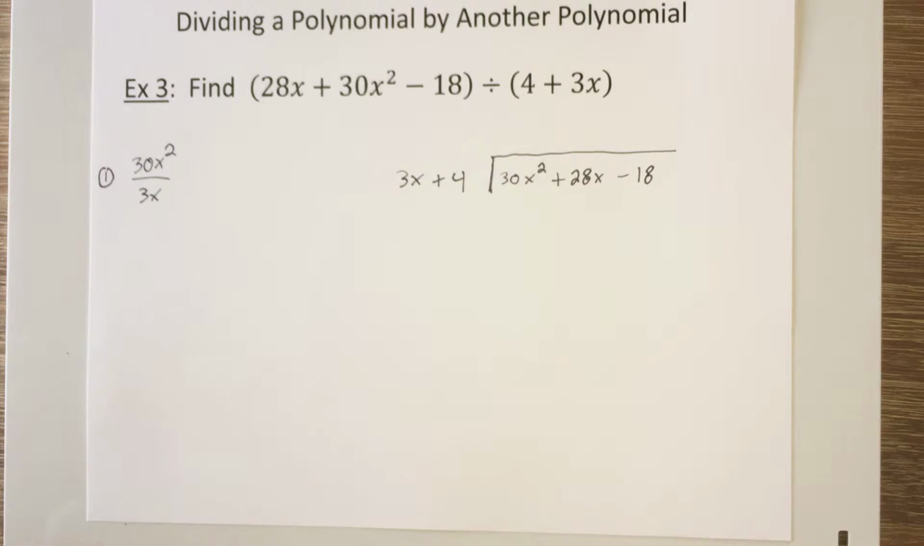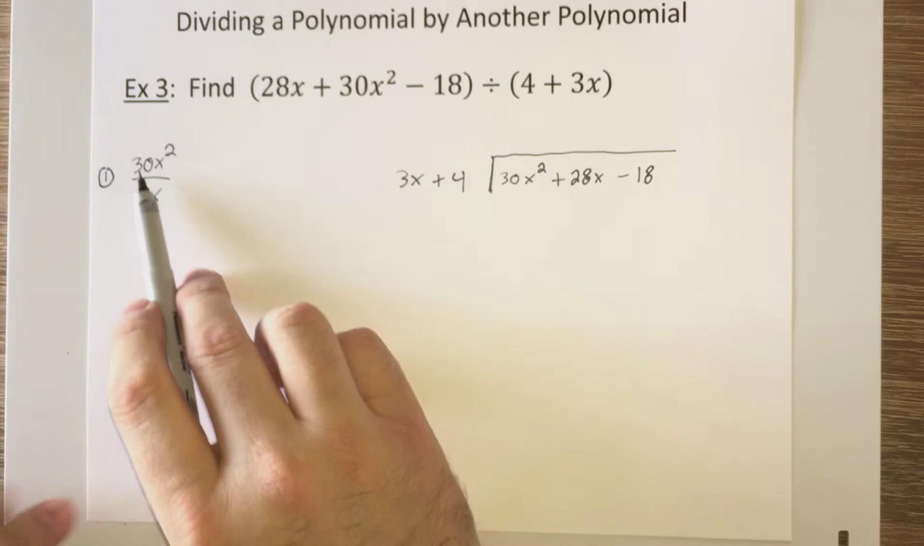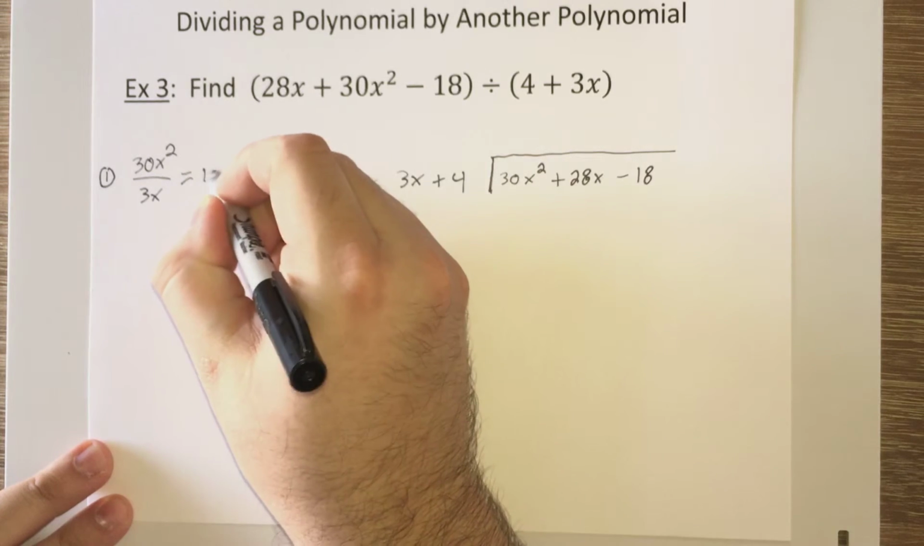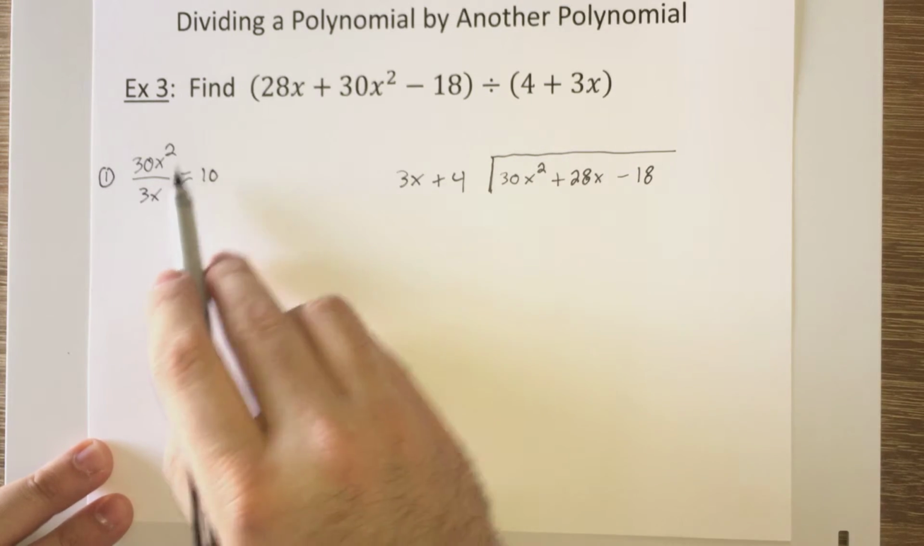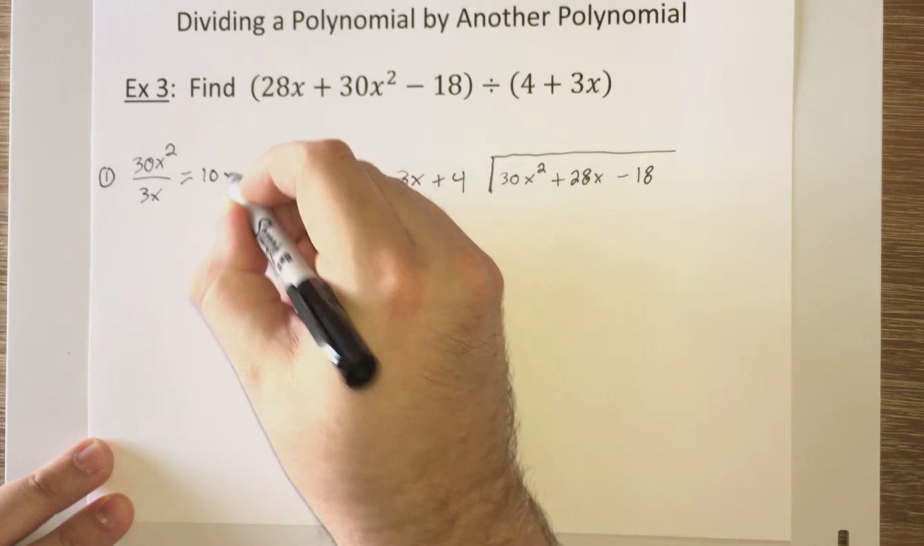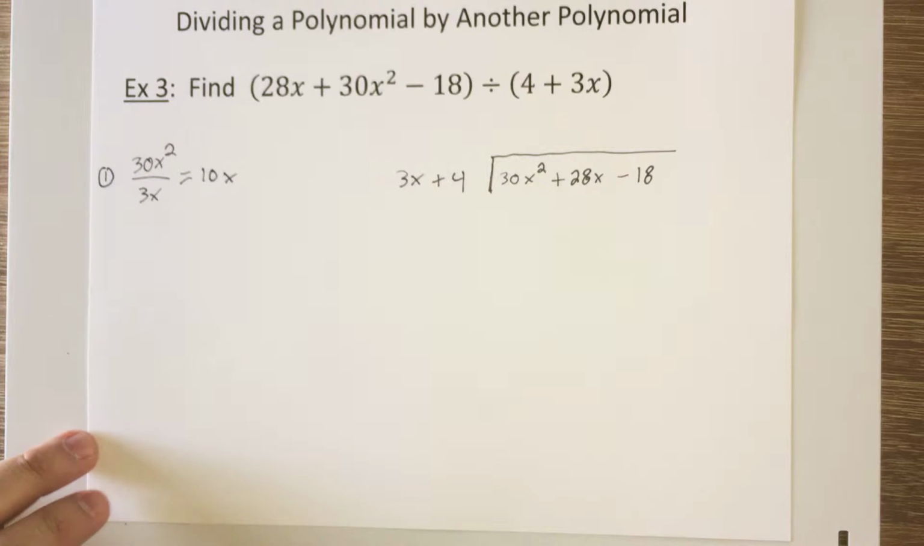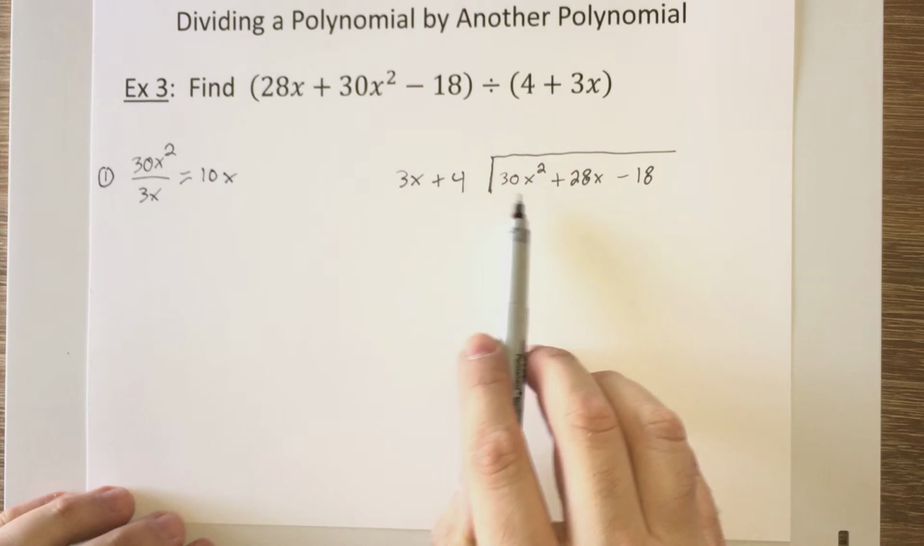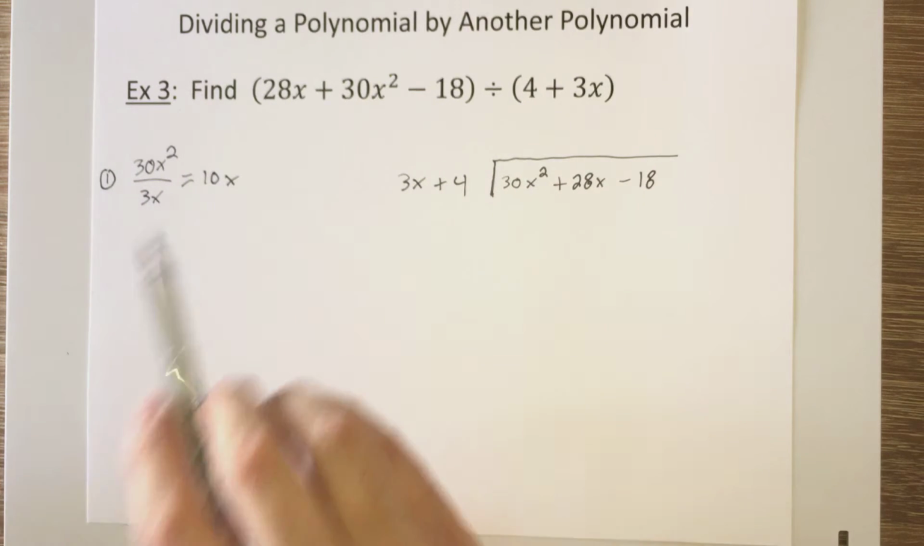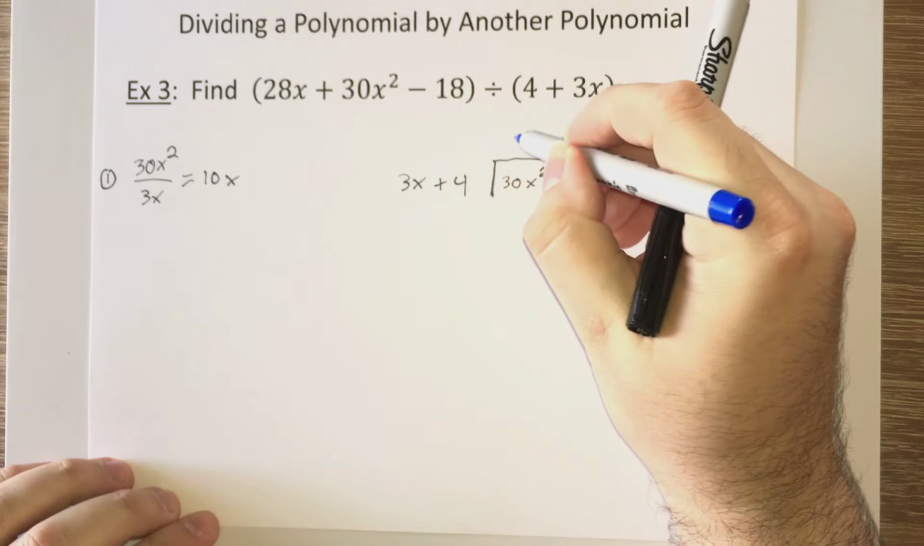Now you're just dividing monomials. So you divide separately. 30 divided by 3 is 10. When you divide the x's, you subtract the powers, 2 minus 1, so it's x to the 1, and I'm not going to write the 1, so it's just 10x. Okay, so the first thing you do is divide that by that, get the answer, and write your answer on top. So I'm going to write the 10x over here on top.